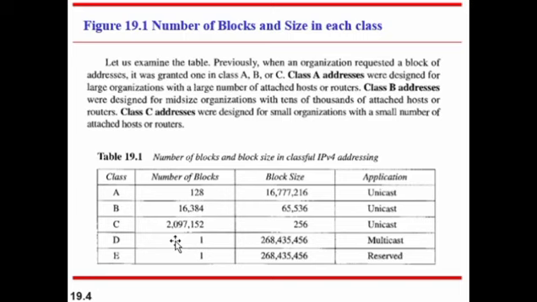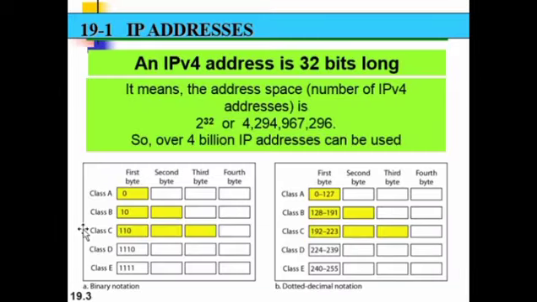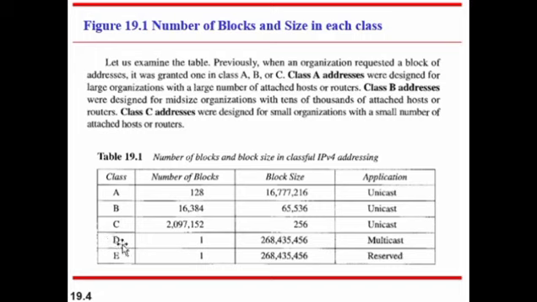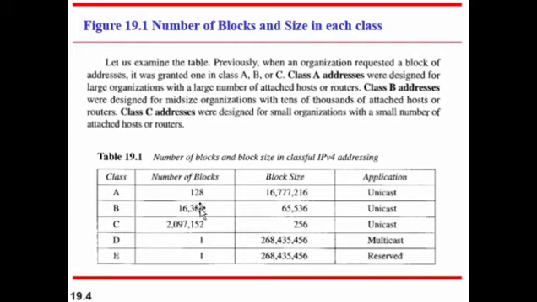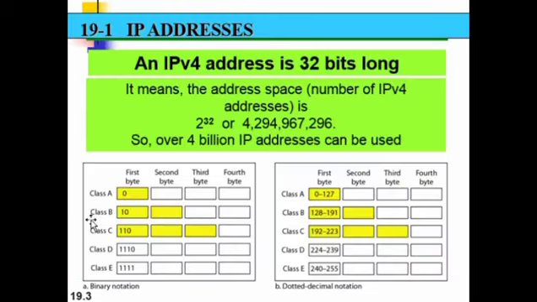Here you can see that in class D and E we have only one block, as they are reserved. So the size of the block will be calculated from all the bytes we have. These are 2 raised to power 32, or 2 raised to power 28, because we have 4 bits reserved here and 4 bits reserved here. So this is how we can calculate the number of blocks and the block sizes using the net IDs and host IDs. And we have already discussed how to identify which byte is representing the net ID and which byte is representing the host ID.